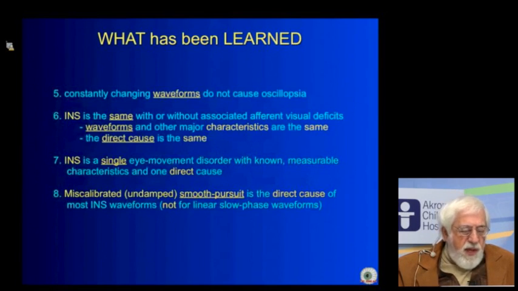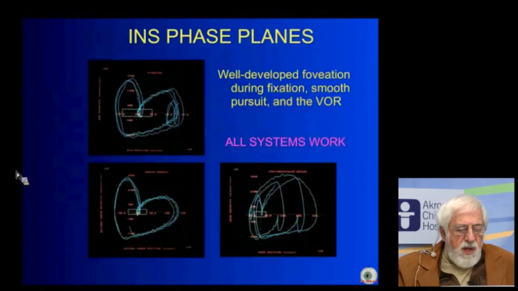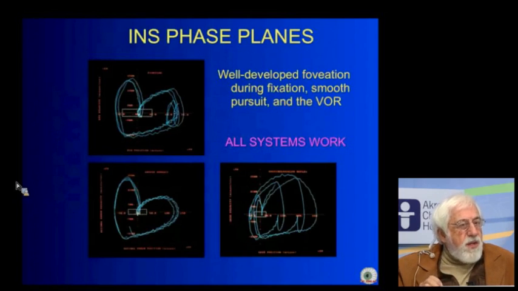These three phase planes show very nicely that whether a person is, I can't point. The top one, just fixating. The one below it, smoothly pursuing a moving target, and the one to the right in the bottom, head shaking. All the systems work very well. That's why they can do sports, people with nystagmus, and pretty much do everything anyone else can do. The oculomotor system works even though there's an oscillation.